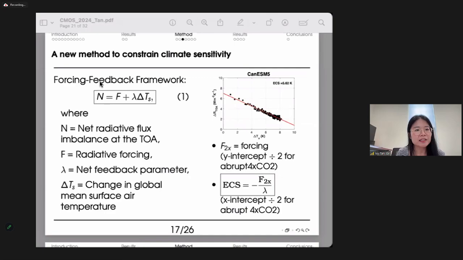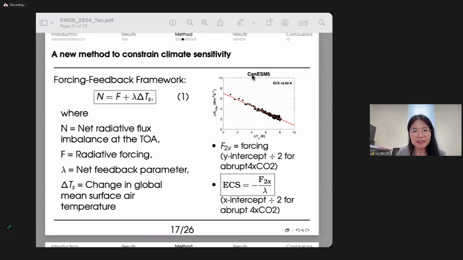This is a net radial flux imbalance at the top of the atmosphere, and it's equal to F, the radiative forcing, plus the product of lambda, which is the climate feedback parameter, and delta T sub S, which is the change in global mean surface air temperature. Since this is a linear equation, we can plot N, averaged for each year globally as a single data point, as a function of delta T sub S.